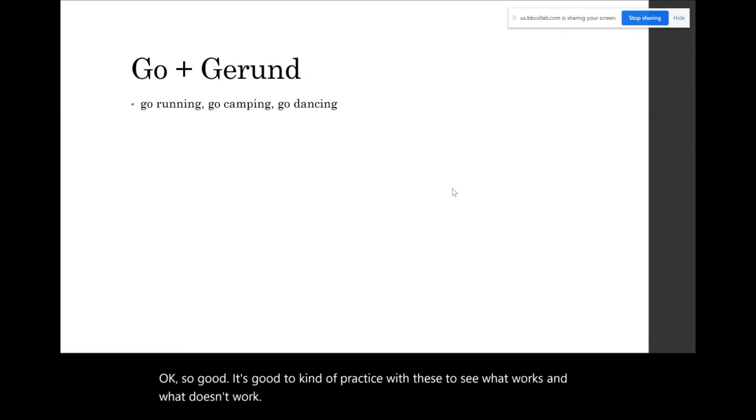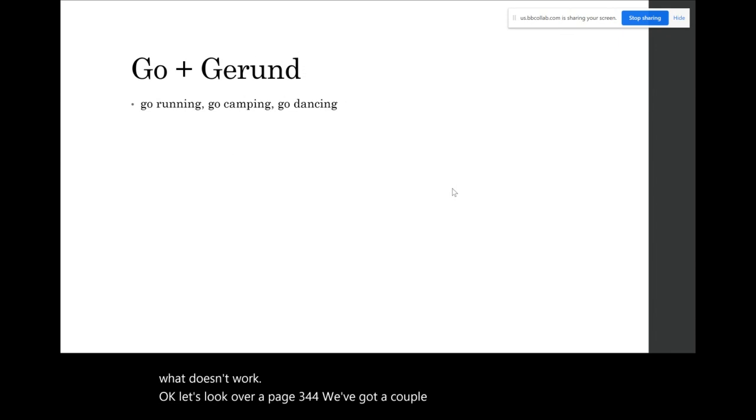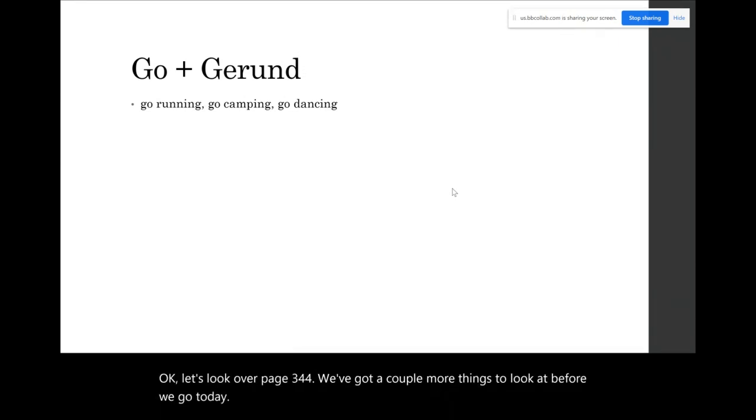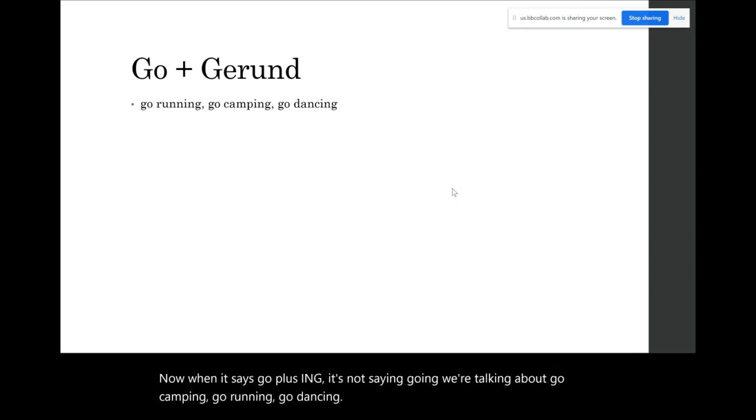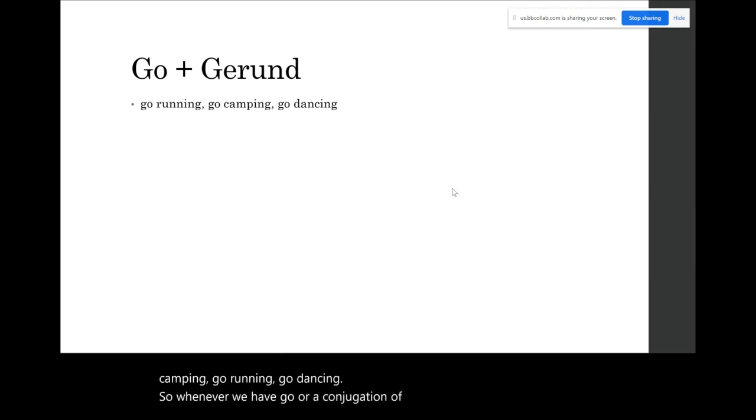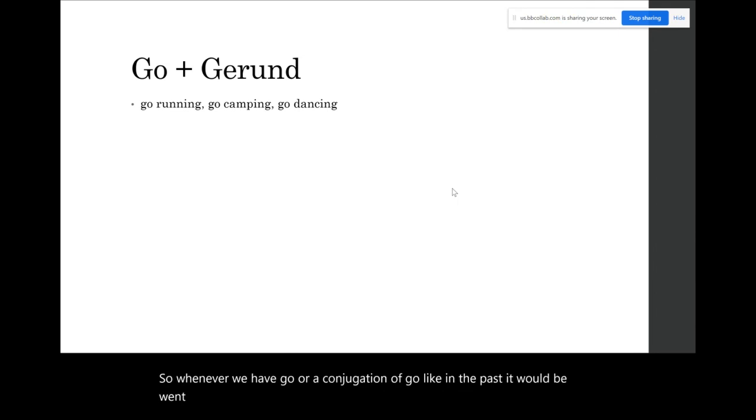Okay, let's look over page 344. We've got a couple more things to look at before we go today. Let's look at go with the gerunds. Now, when it says go plus ing, we're talking about go camping, go running, go dancing. So whenever we have a conjugation of go, like in the past it would be went, right? Whenever we have this verb with an ing, like running, going, camping, it always means we are talking about fun activities.